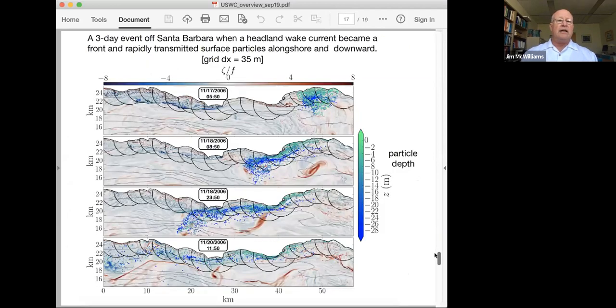And in the next figure is a particular illustration of a three-day event off of a Santa Barbara headland in which the group of particles in the upper right, color-coded by depth, that is initially very close to the surface, move rapidly along shore, separate into a headland wake, which forms a very strong submesoscale front, which causes the particles to descend to depths around 30 meters, all within a time scale of just a few days. And so here is a cross-shore exchange, vertical exchange event under the influence in future simulations of surface gravity waves that is quite distinctive from the larger scale offshore behavior.